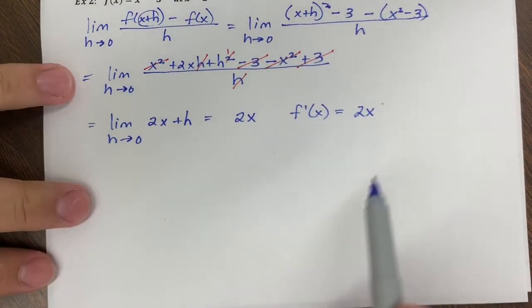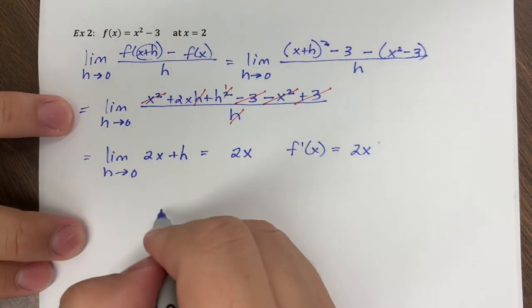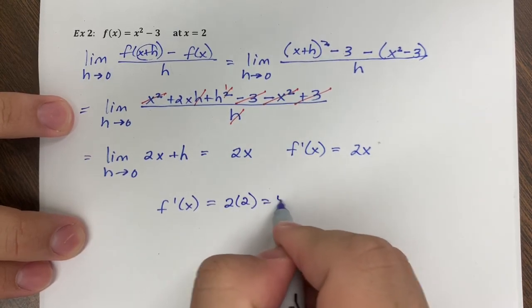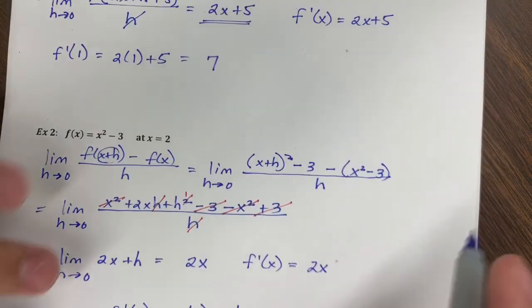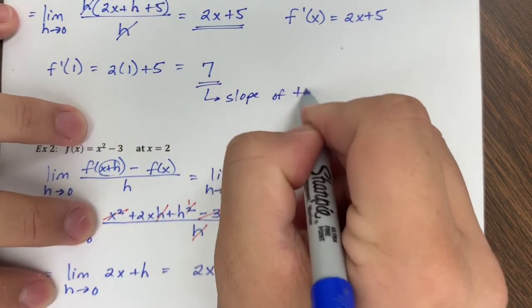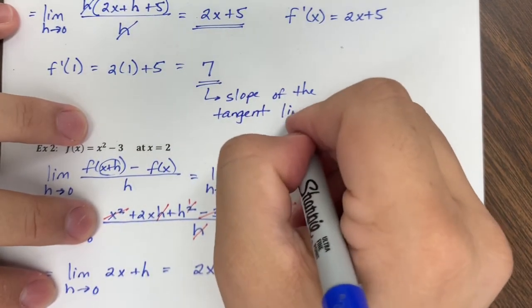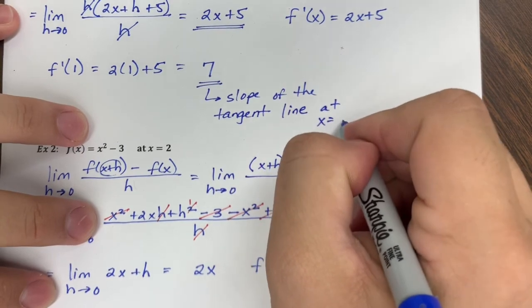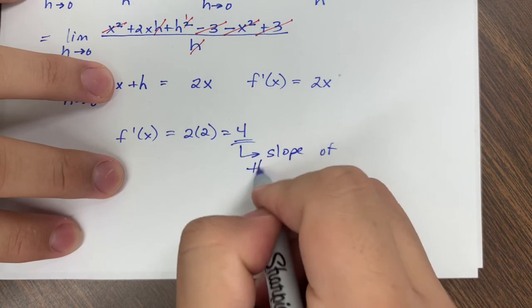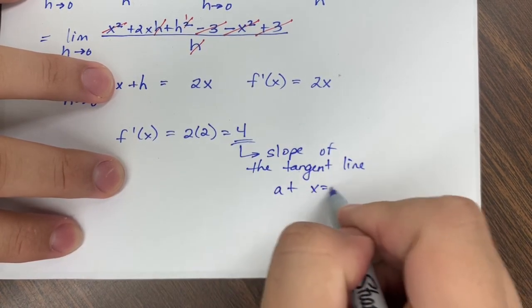Okay? So if I wanted to know the slope of the tangent line at this point right there, x equals 2, then the slope is equal to 2 times 2, which is simply 4. So again, understand this is the slope of the tangent. I'm going to write it because you guys have to know this. Slope of the tangent line at x equals 1. Again, slope of the tangent line at x equals 2.